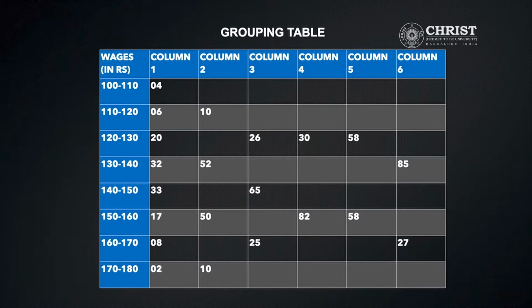Column 4, we add the frequencies three each. That means 4, 6 and 20, and that value is 30. Column number 5, we leave the first frequency. 4 we will not consider; 6, 20 and 32 give 58. Column number 6, we leave the first 2 frequencies, 4 and 6, and then add 3 each: 20, 32 and 33. We will get 85. Like that you have to compute the grouping table.